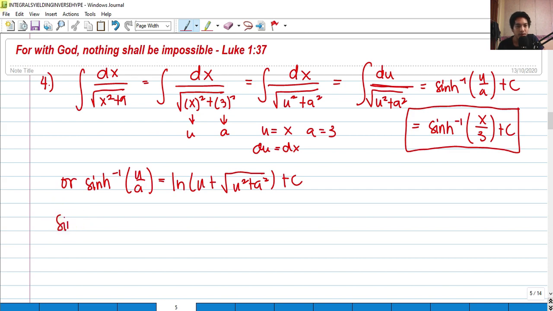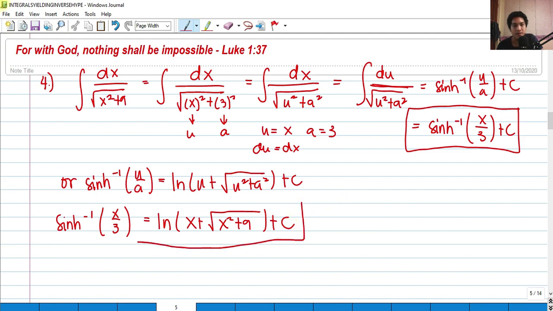So if we're going to convert the inverse hyperbolic sine of x over 3, that would be ln of the u, which is the x, plus square root of u squared plus a squared, that is x squared plus 9, plus c. So this would be our answer in terms of the natural logarithm.